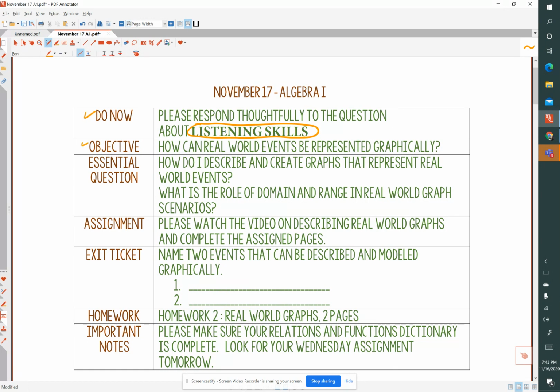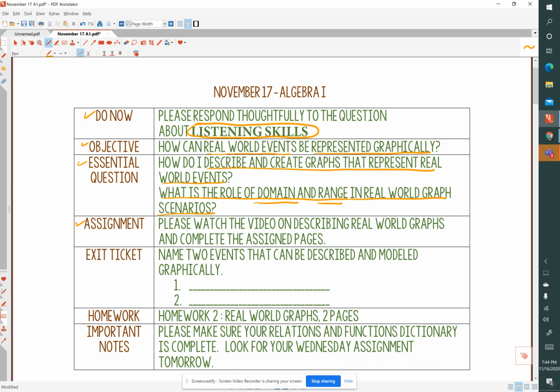Our objective will be to think about how we can look at real world events and represent them graphically. So, our essential question is, how do I describe and create graphs that represent real world events? And what is the role of domain and range in real world scenarios? So, we're going to talk a little bit about that.